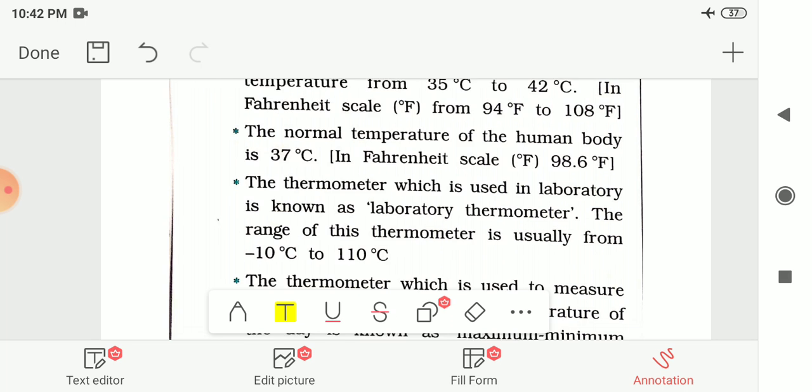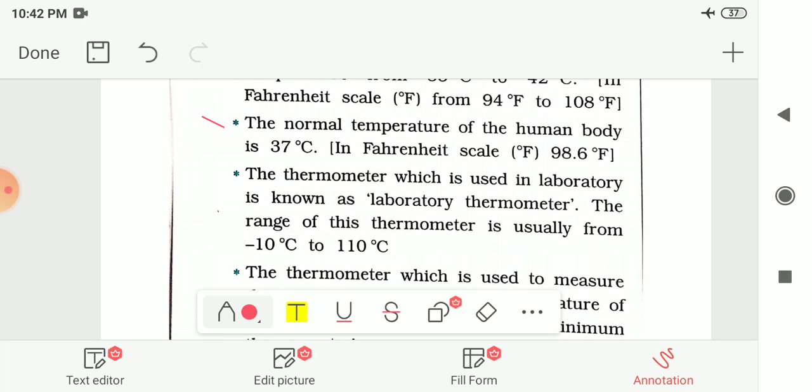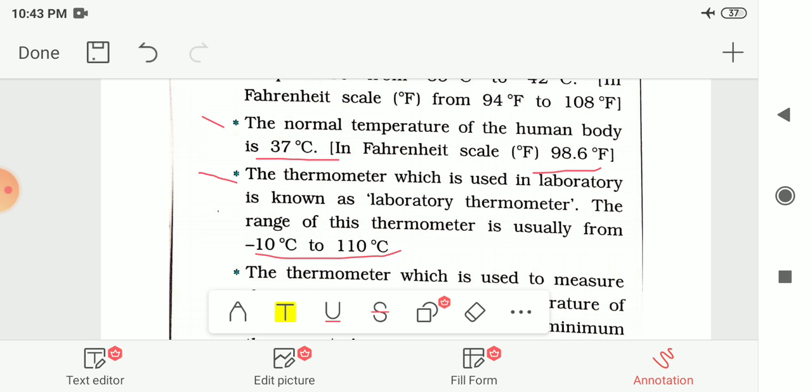Then we had seen what the normal temperature of the human body is. The normal temperature of the human body is 37 degrees Celsius, and in the Fahrenheit scale it is 98.6 degrees Fahrenheit. So this is about the clinical thermometer. Next we had seen the laboratory thermometer. The thermometer which is used in the laboratory is known as the laboratory thermometer, and the range of this kind of thermometer is usually from -10 degrees Celsius to 110 degrees Celsius.